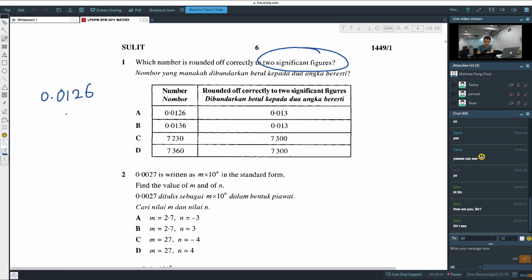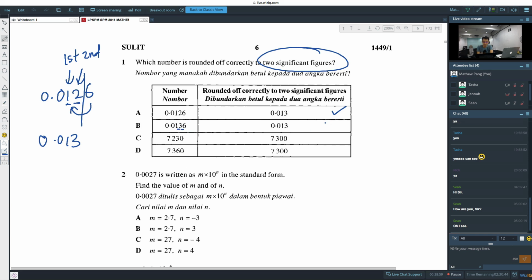So for example, if I have 0.0126, the first number should be 1 and the second number should be 2. When the question says two significant figures, this is the first, this is the second. Then I draw a line here. If the next number is 5 or bigger than 5, I add one to the front number. So I will get 0.013. So A is correct.